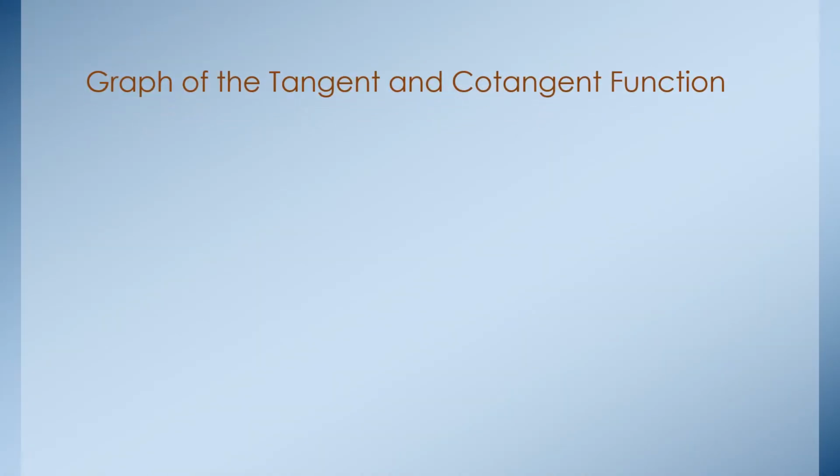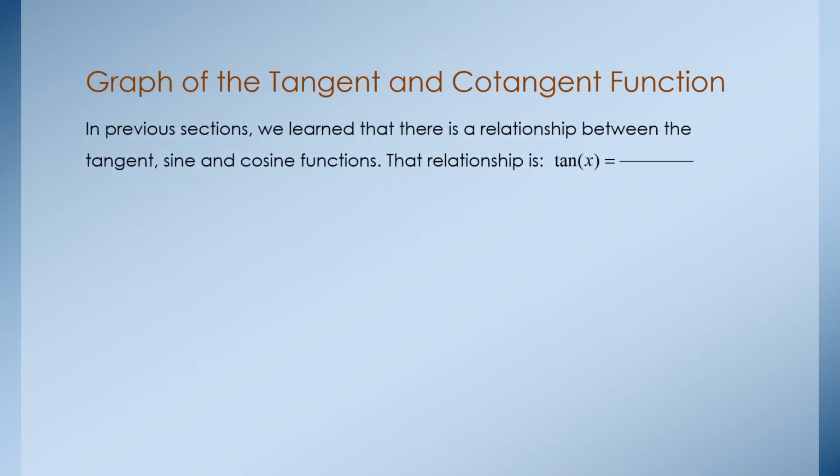Now let's take a look at the graph of the tangent and the cotangent function. We'll start with the tangent function, and what we know from previous sections is that there is a relationship between the tangent, the sine, and the cosine functions. That relationship is that the tangent of some angle, in this case we'll call that angle x, is equal to the sine of x divided by the cosine of x.